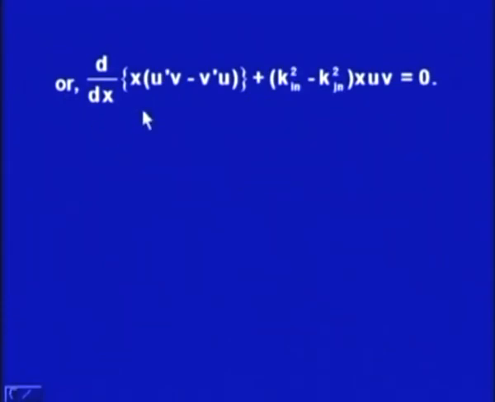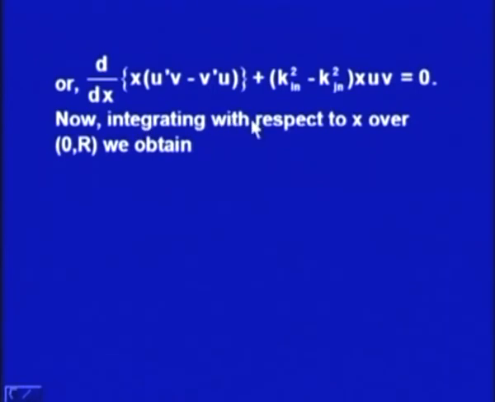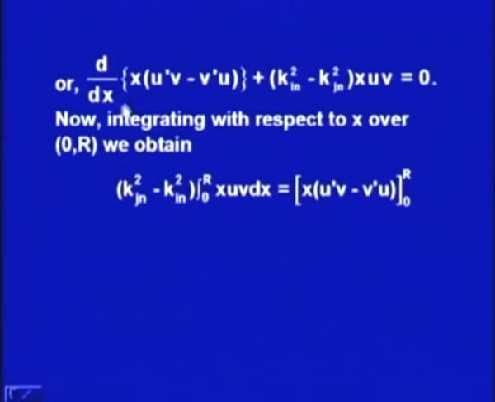Now, the first two terms in the last equation can be combined and we may write them as the derivative of x times (u' v - v' u), and then the third term is as it is: (k_I n² - k_G n²) x u v = 0. Let us now integrate with respect to x over the interval 0 to r. Then we shall have (k_G n² - k_I n²) times the integral from 0 to r of x u v dx equal to x (u' v - v' u) evaluated over 0 to r.